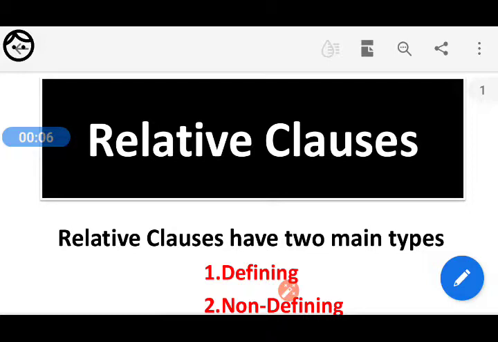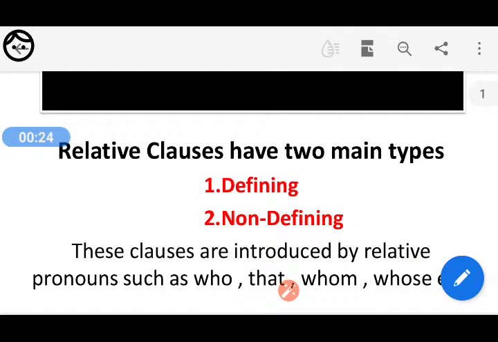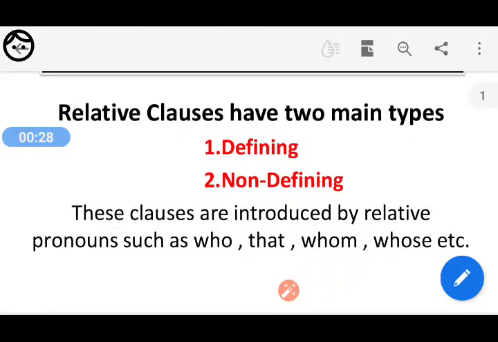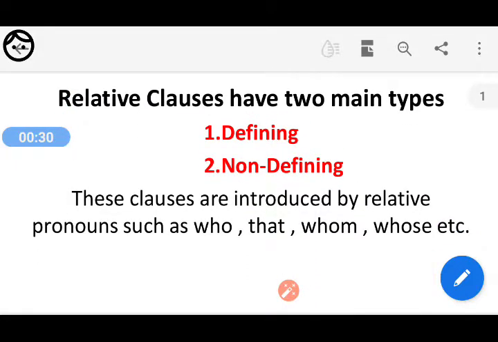Today I'll be discussing with you the relative clauses. Now, as far as relative clauses are concerned, they have two main types: the defining relative clauses and the non-defining relative clauses. These clauses are introduced by relative pronouns such as who, that, whom, whose, etc.